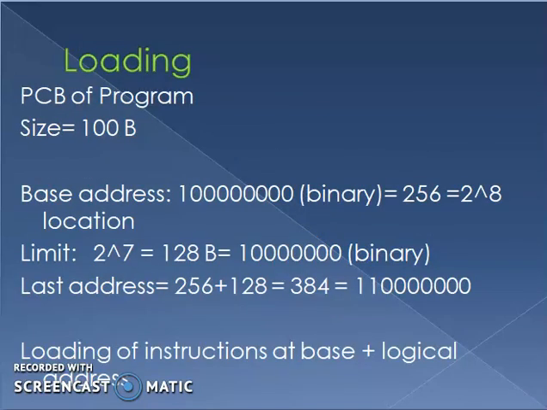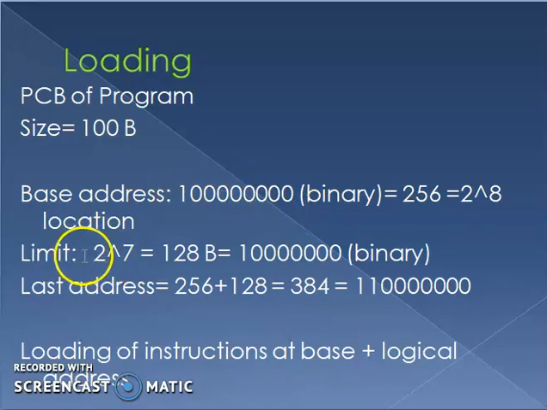Then let us look at the loading. In loading, the PCB of the program is created and suppose the size is 100 bytes. Now the base address is going to be the position where the PCB will be given space in the memory. So suppose it is 256, that is 2 raised to the power of 8. This is the binary address which is getting generated. So it is 7 zeros followed by a 1 because it is 2 raised to the power of 8.